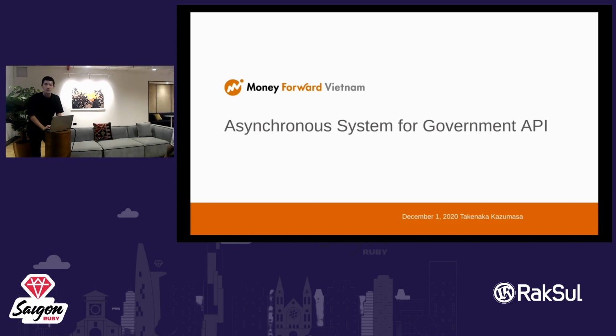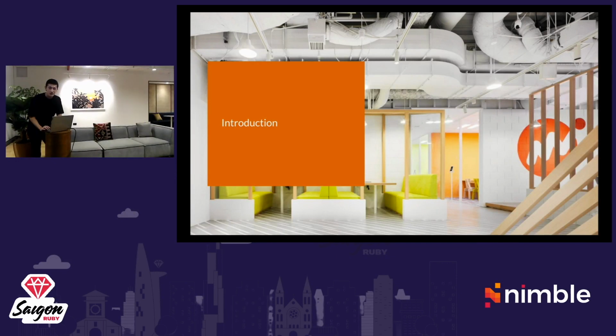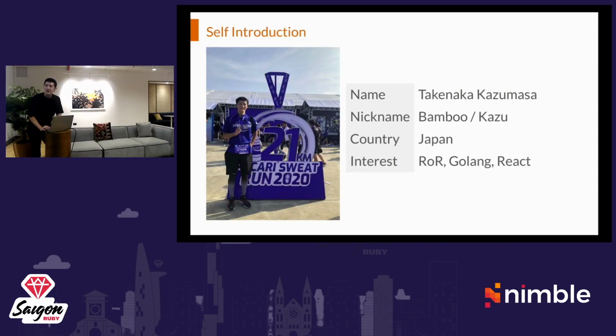Asynchronous system for government API. Okay, let me introduce myself first. My name is Takenaka Kazumasa, and my friends and colleagues usually call me Bamboo or Kazu. I'm from Japan, and my current interests are Ruby on Rails, Golang, and React.